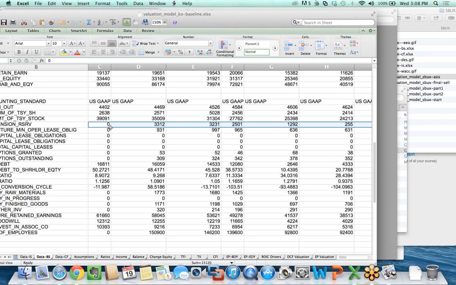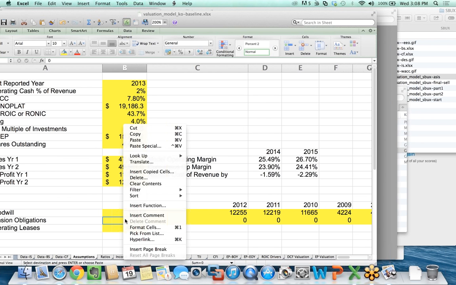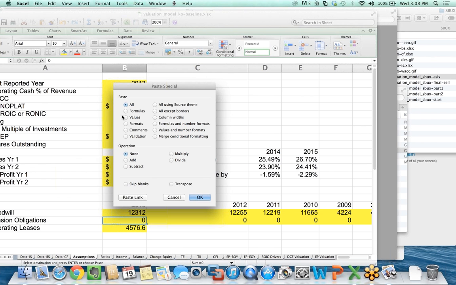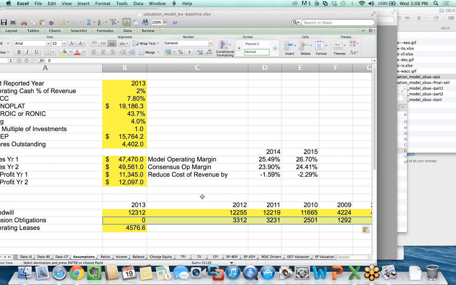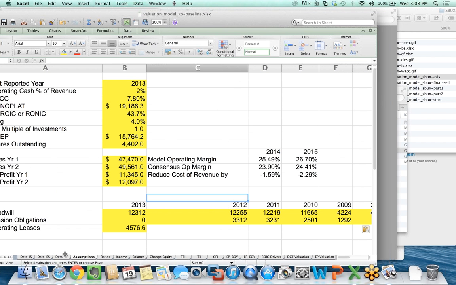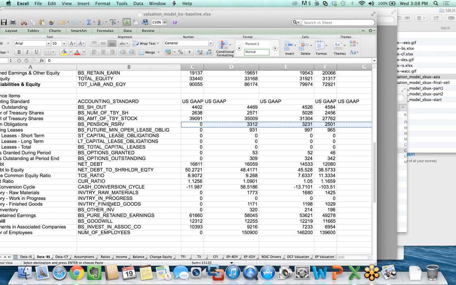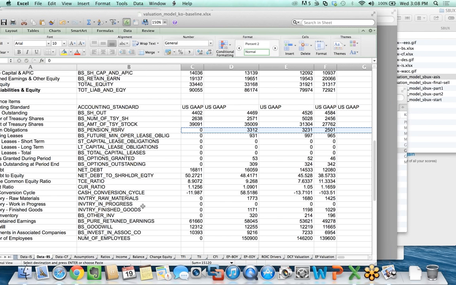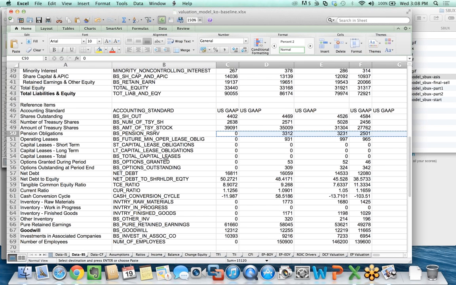Try this again. Copy. Paste special values. And finally, I want to go back to operating leases. And if I look at Coke, their operating lease obligation is currently at 0.